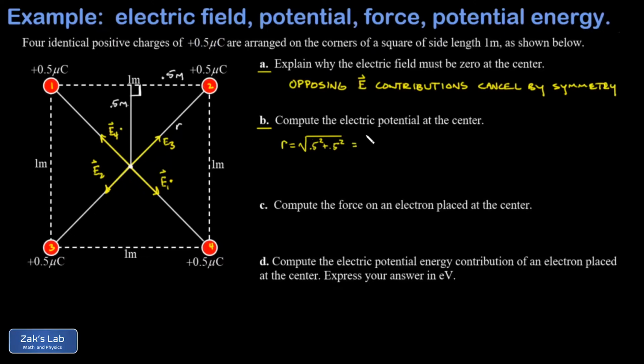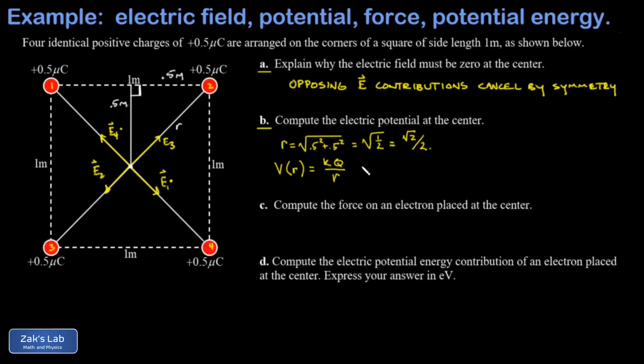When I take 1/2 and square it, I get 1/4. And so what I'm looking at here is the square root of 1/4 plus 1/4, which is the square root of 1/2, which you might prefer to rationalize as root 2 over 2, though it's not really necessary for doing the calculation. So then I get the potential contribution just from one of these charges. And by symmetry, what we're going to do at the end is just quadruple the result.